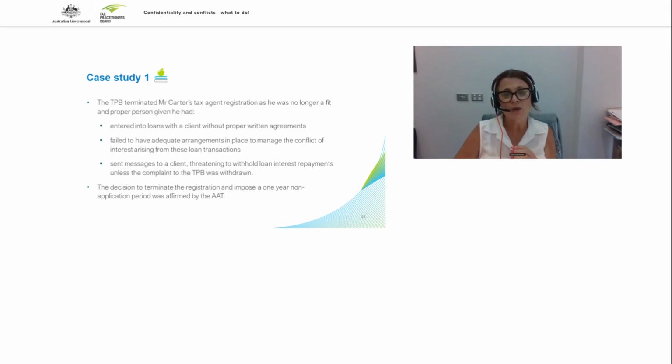The tax agent was the director and sole supervising agent for their company, and the registration had been terminated by the TPB previously for the same conduct. The tax agent attempted to separate their actions from those of the company. However, the AAT considered that the distinction could not be made given that the tax agent was the sole supervising agent and therefore the guiding force behind the company. The TPB then decided to terminate the tax agent's registration and impose a 1-year non-application period, and that was affirmed by the AAT.